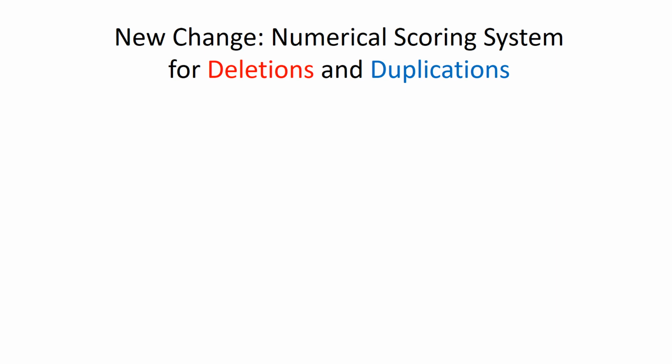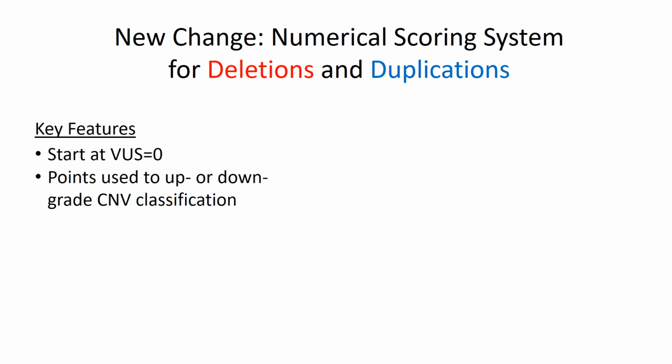Another major change was the development of a new numerical-based scoring system for CNVs, with separate scoring metrics developed for deletions and duplications. Key features of these new metrics include starting each CNV at a baseline of 0, corresponding to uncertain or VUS, then requiring evidence to both up and downgrade CNV classifications.